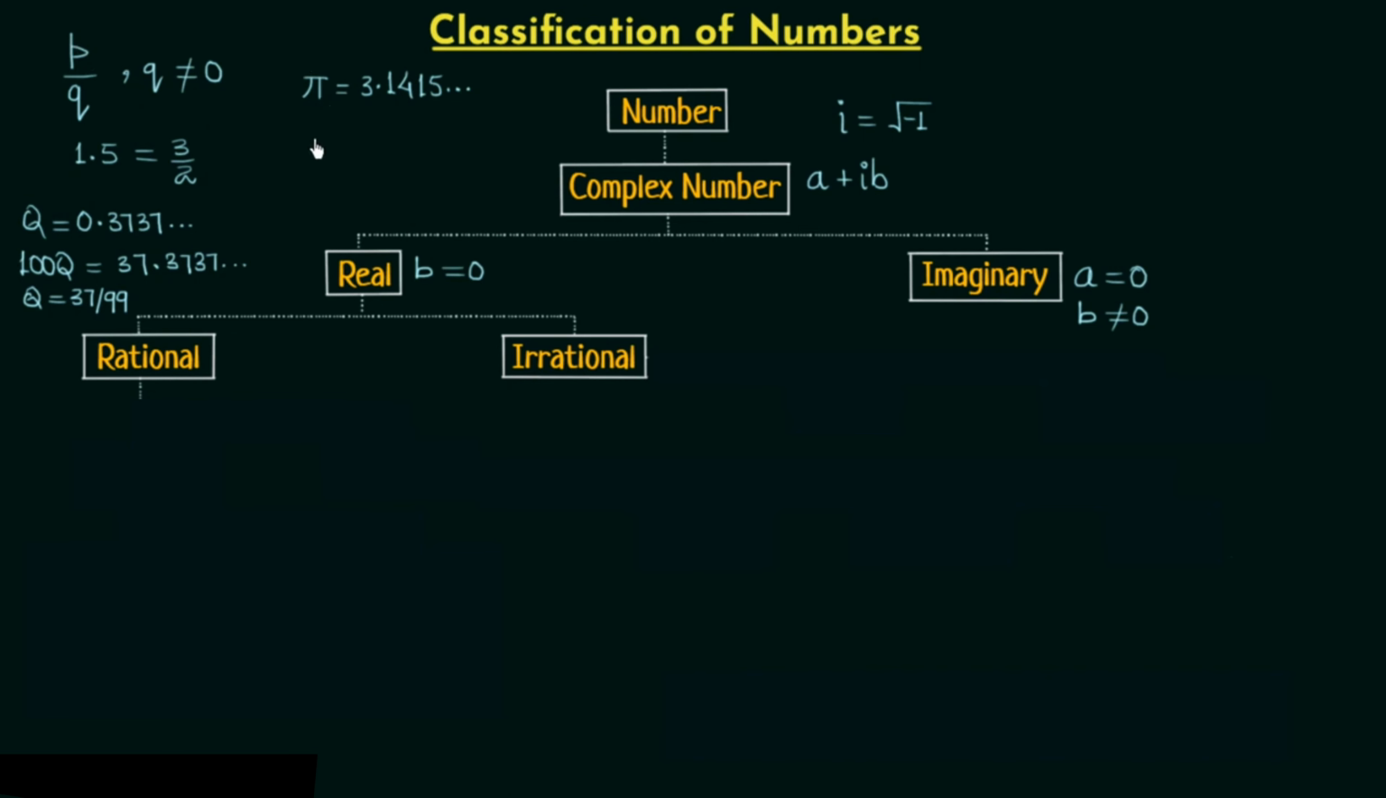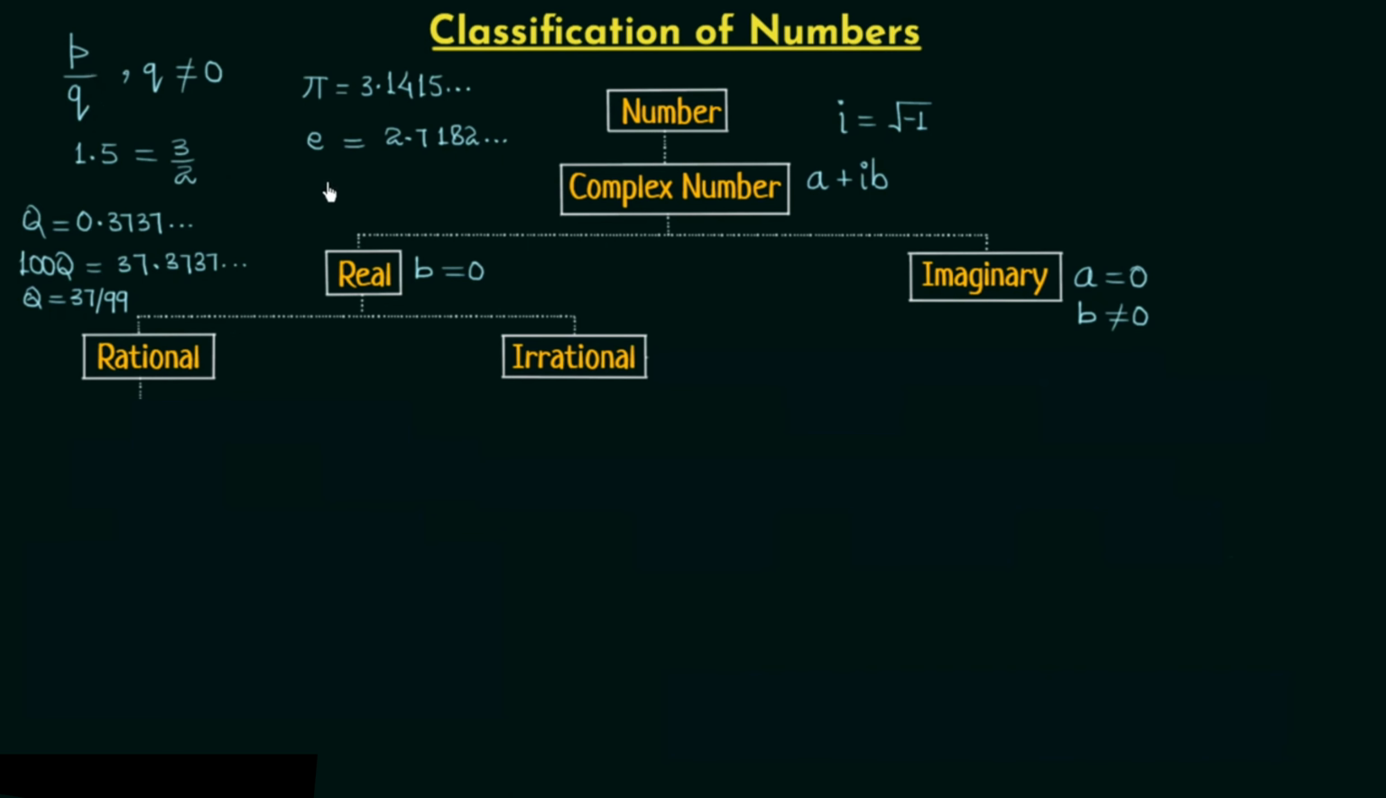Similarly, we have Euler's number e. It is equal to 2.7182 and so on. Again, we have non-terminating, non-repeating decimals. So this is also irrational because we can't write it in this form.